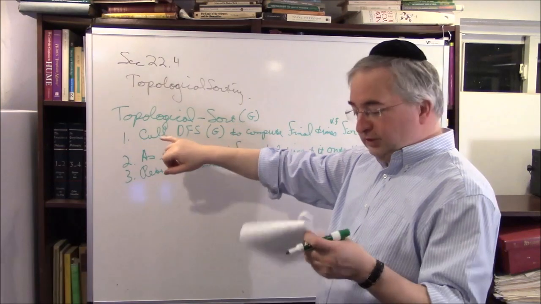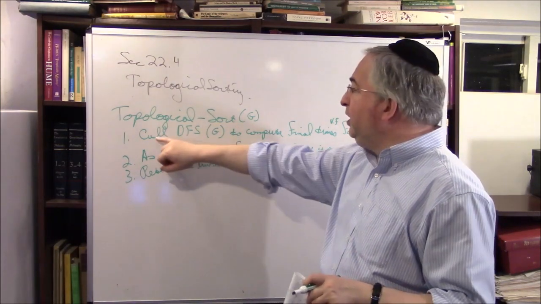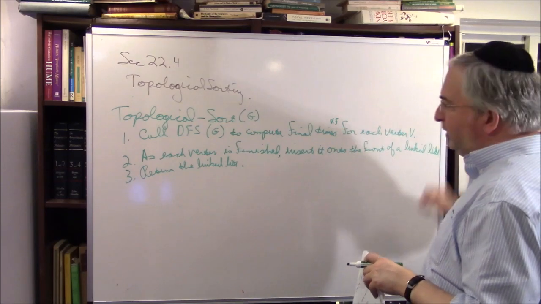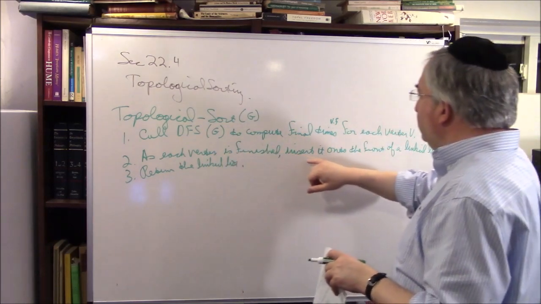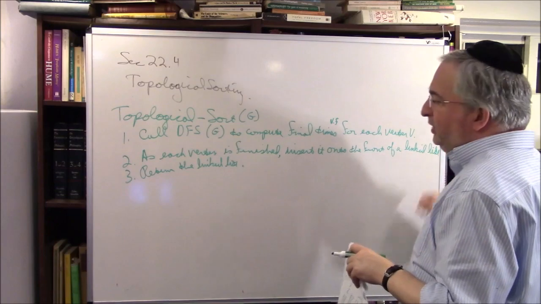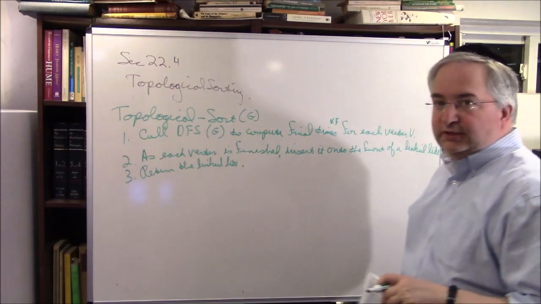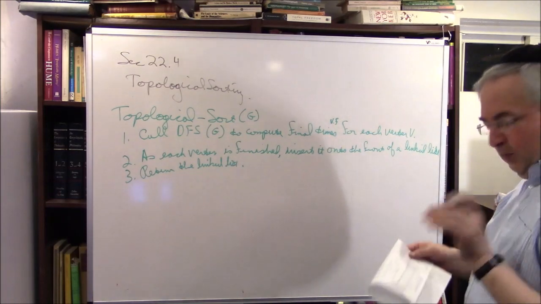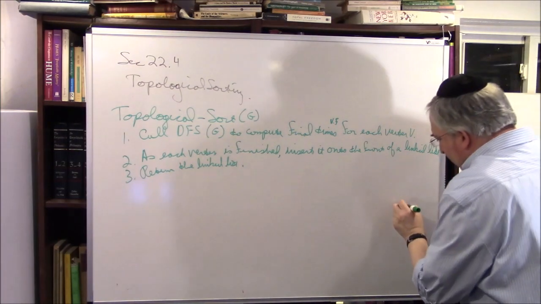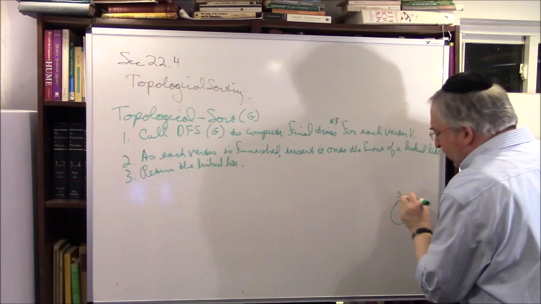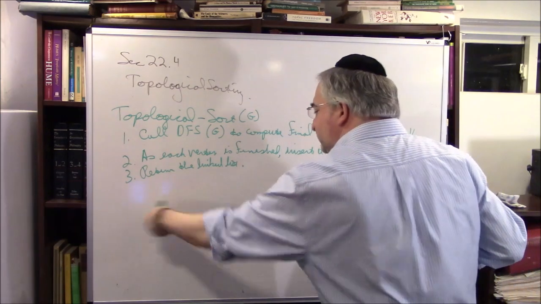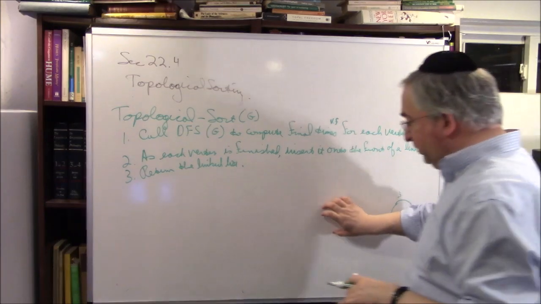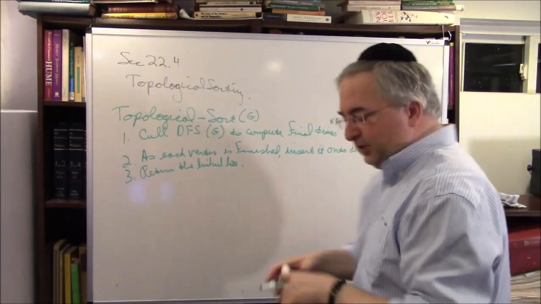Topological sort of G. This is in the book, page 613. Call DFS of G to compute final times v.f for each vertex v. As each vertex is finished, insert it onto the front of a linked list. Return the linked list. So if you looked at the way that was done, we had the following. I had the vertex 3. My linked list is going to go like this, but the first thing I put on is going to be here. Then I'm going to put this, then this, then this. You're going to see it going up.